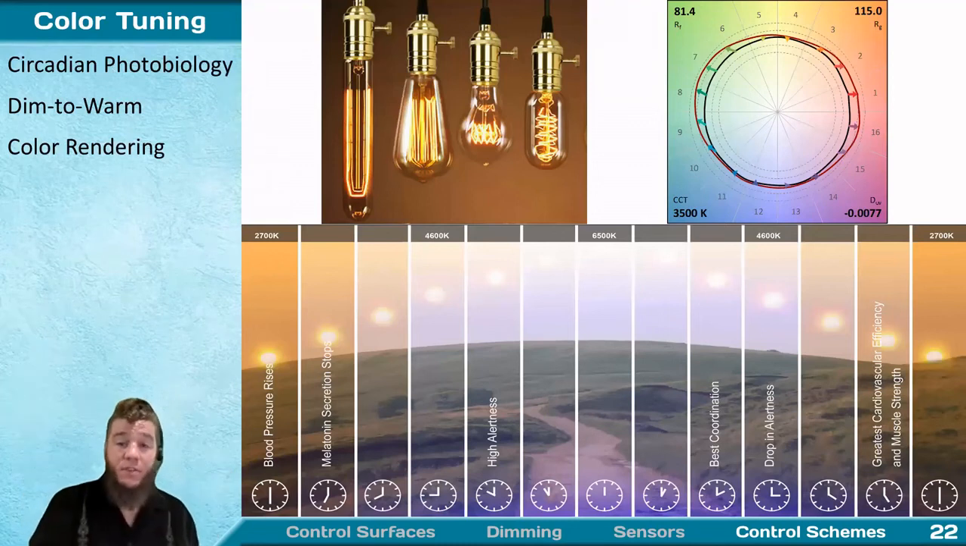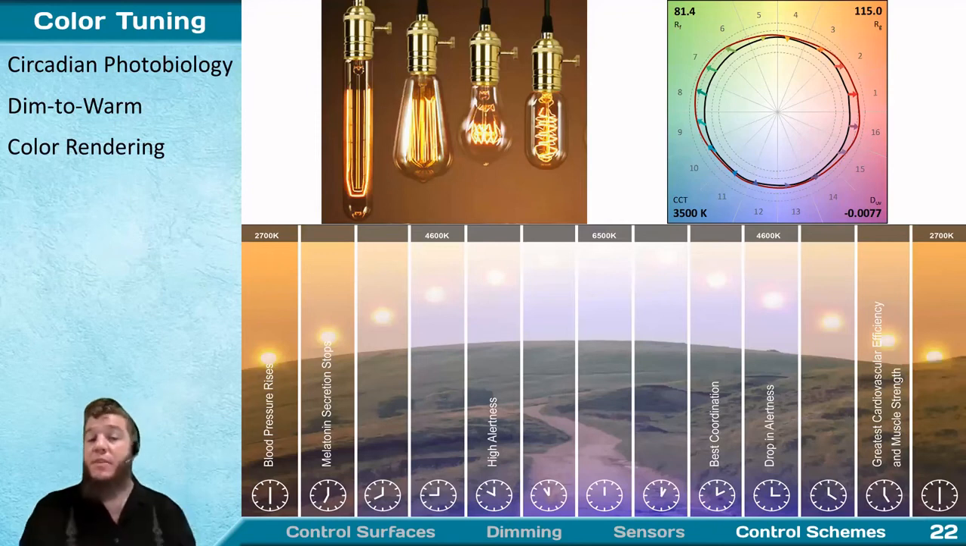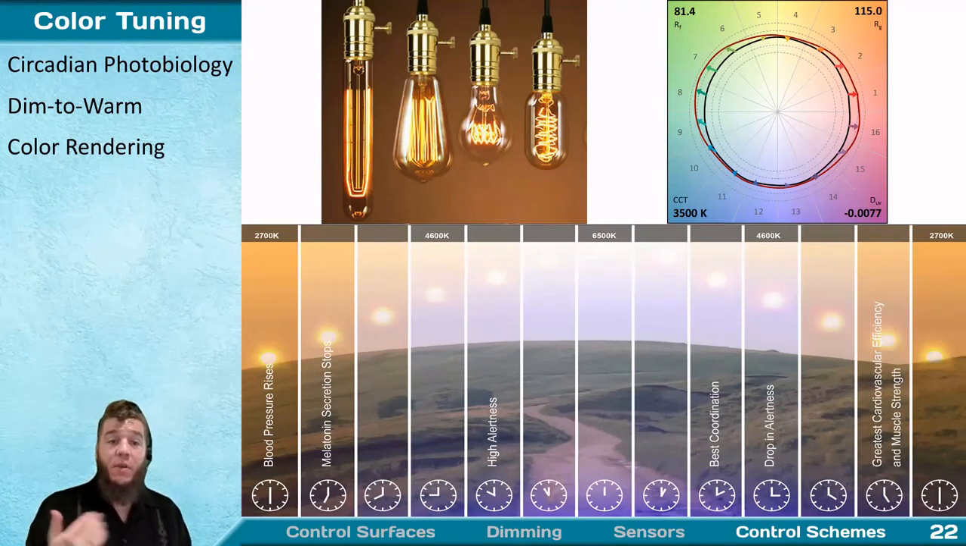And the last control scheme I want to talk about here is color tuning. This is not something you're going to need for this class. I like to talk about it because I think this is the most interesting, most nuanced, and most versatile approach that we can utilize these advanced control systems for. And it also directly utilizes my research. Now, there's three really common forms of color tuning.